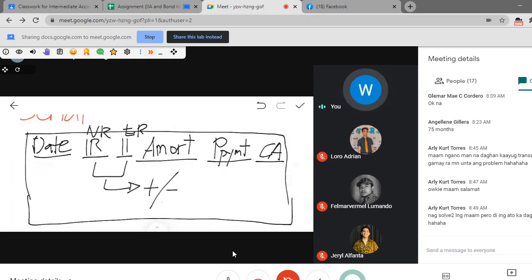So your carrying amount this time, how do we compute for our carrying amount? Beginning plus discount minus your principal payment. So, minus lagi yung principal payment. Binayaran ka na nga, di ba? So, dapat bawasan mo na yung utang niya. So, minus principal payment and then you will have your carrying amount.